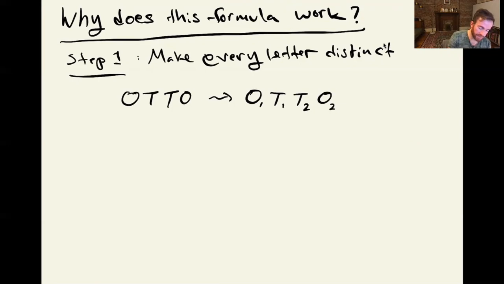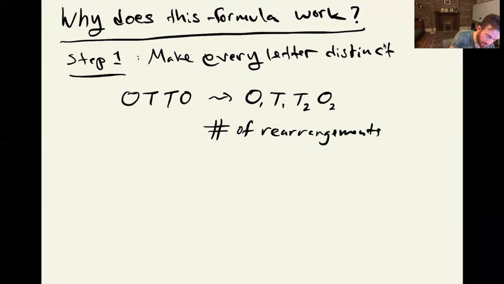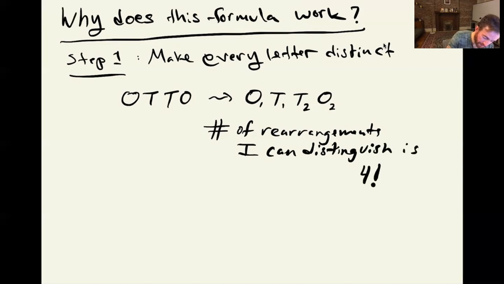Now, when I do this, because I can now distinguish every letter, I would say that the number of rearrangements I can distinguish is, in this case, 4 factorial. In general, we would say it's n factorial, which is the length of the word. Here I'm assuming I'm making every letter distinct by adding little marks next to it.